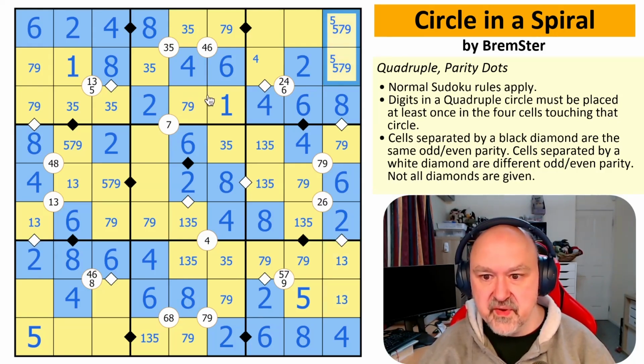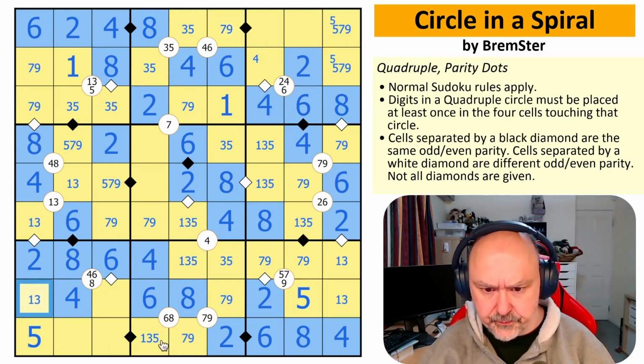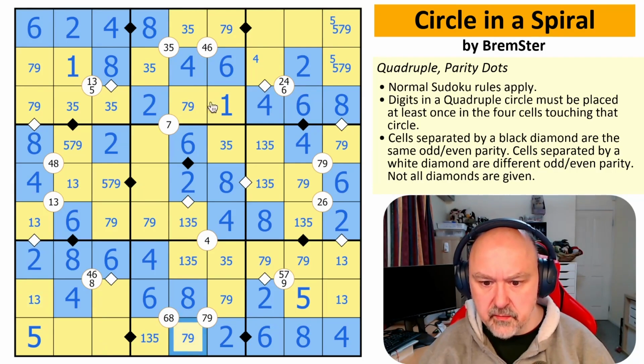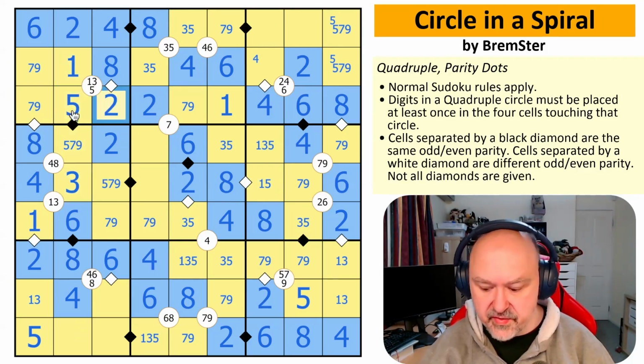5, 7, 9 up here. 3, 5, 7, 9. But at this point, I'm just solving. This is 1 and 3. This is 1, 3, 5. This is 1, 3, 5. That 1 is looking down, making that 3 and that 1, which takes 1 out of both of those. That 3 takes 3 out of there. 1, 3, that makes this 5 and 3.